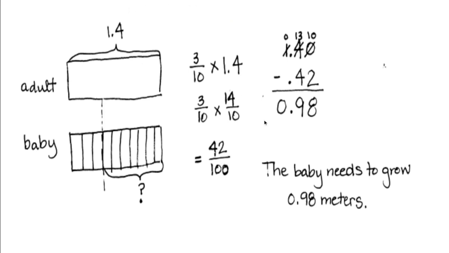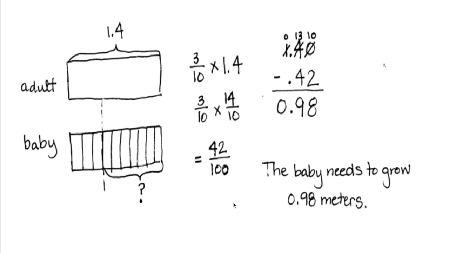And in order for us to do that, we can conduct subtraction. So I took 1 and 4 tenths and I subtracted the 42 hundredths. Now, here it says 1 and 40 hundredths, which is equal to 1 and 4 tenths. I filled in with a 0 here so that each digit has something to be subtracted by. So after I conducted the subtraction, that left me with 98 hundredths. So the baby needs to grow 98 hundredths meters in order for it to be as tall as the mommy, which is 1 and 4 tenths meters tall.